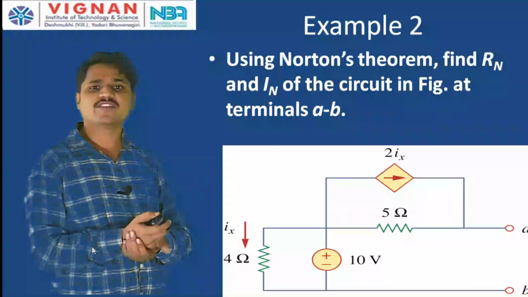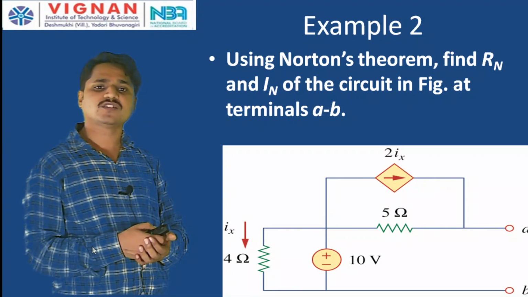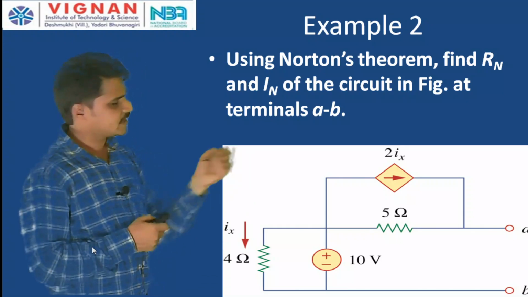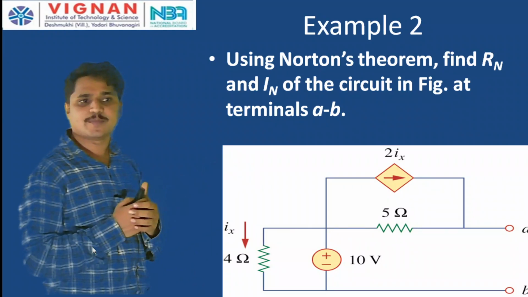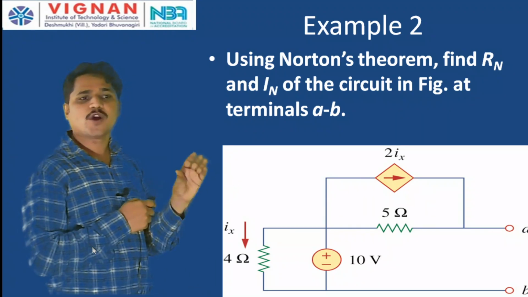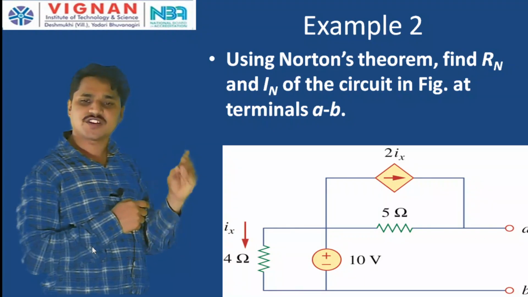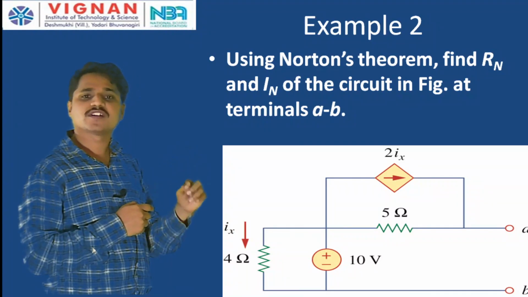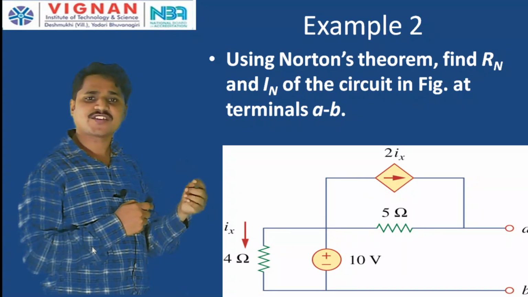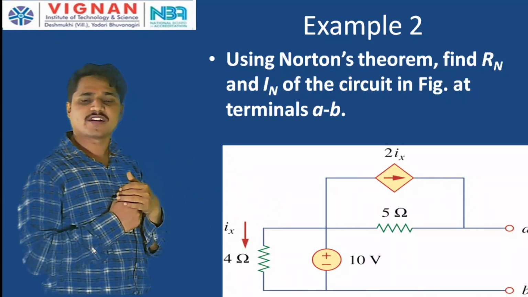So, next let us see one more example problem. Using Norton's theorem, find R Norton and I N, that is Norton resistance and Norton current, for the given network across the terminals A and B. Now, let us find the I Norton. That means we have to convert this network into a single network consisting of only one source, the I Norton current source, in parallel with the resistance R Norton. This entire network can be converted.